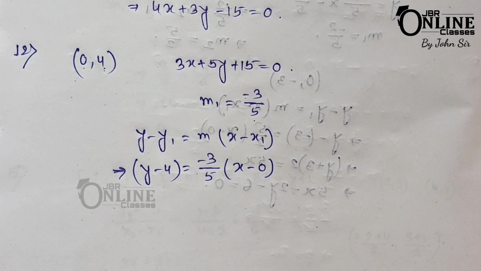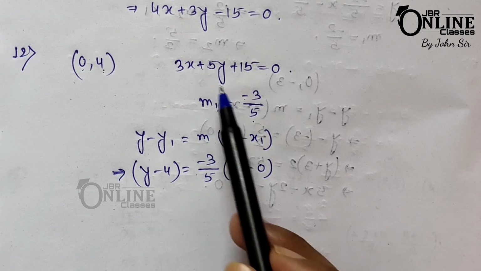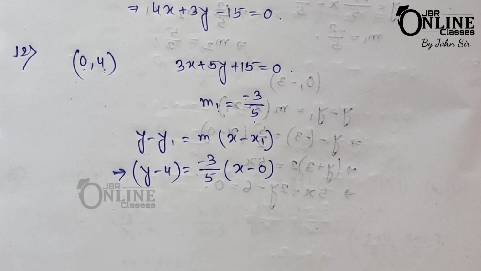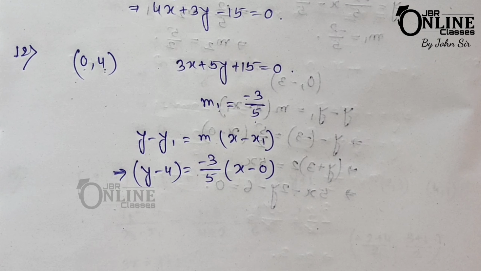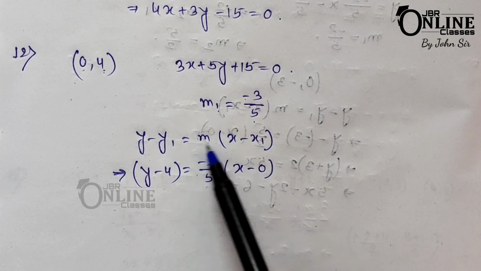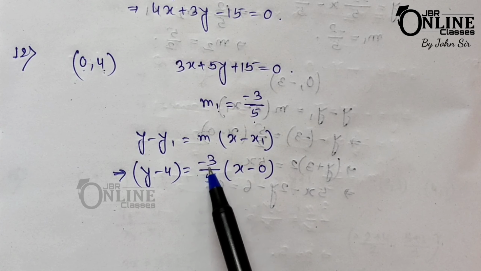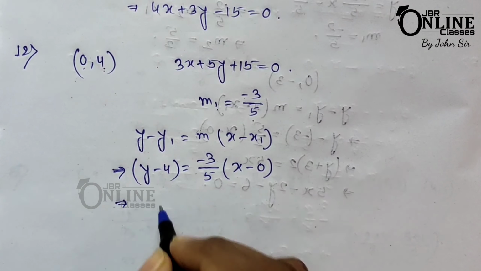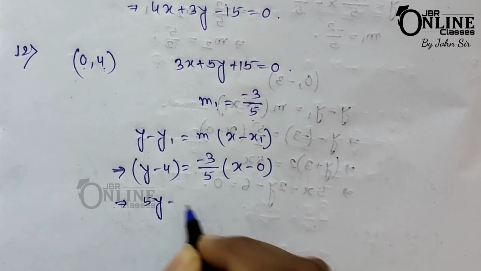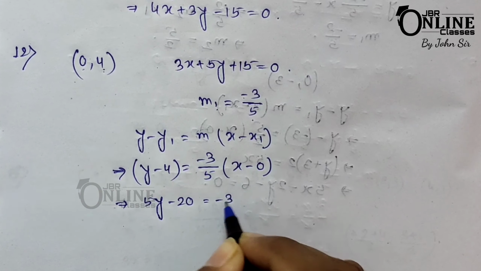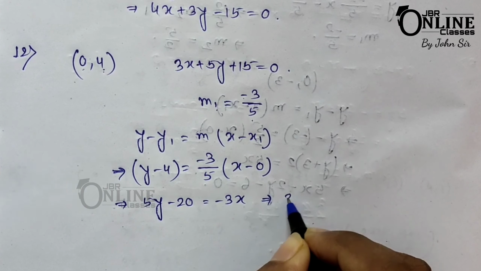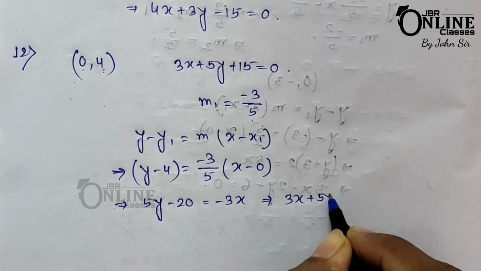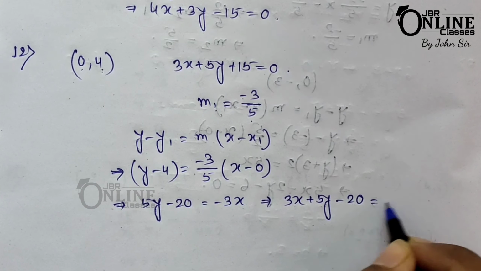Now as m1 is the slope of this line and these two lines are parallel, that means m1 equals m2. That's why the slope of the second line is also minus 3 by 5. So here 5y minus 20 equals minus 3x. From that, 3x plus 5y minus 20 equal to 0.